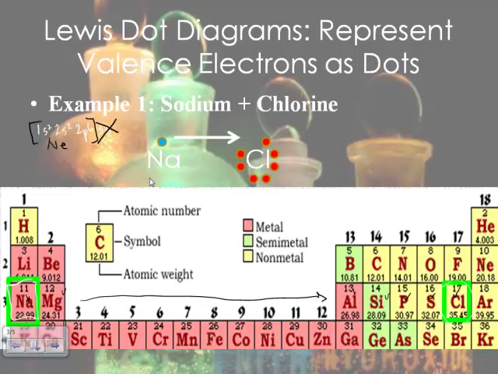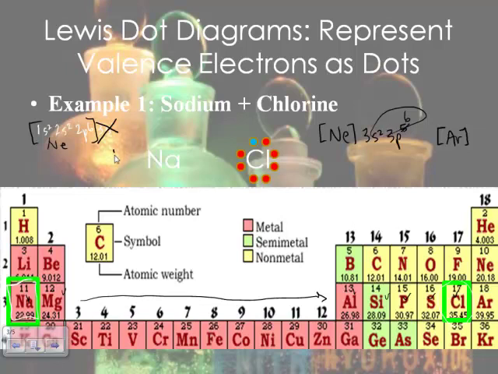Now to look at what chlorine can do. Chlorine has the configuration of neon, and then it has 3s2, 3p5. So if we added one more, it would be 3p6, which is like argon, and we know that's a stable configuration too. Because 6 plus 2 is 8, and 8 is a stable configuration.